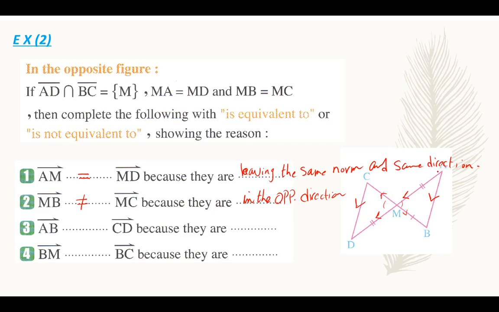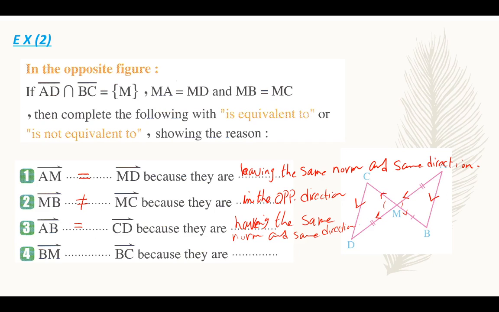Since AB equals CD, the directed line segment AB is equivalent to the directed line segment CD because they have the same norm and the same direction.